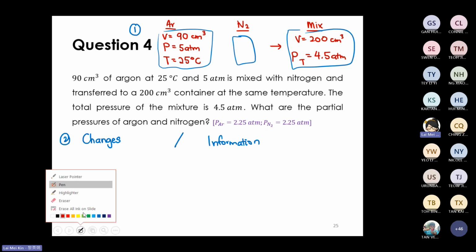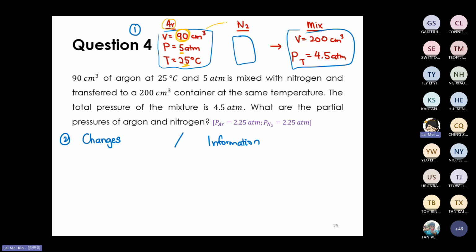This one, is there changes or is it just a bunch of information? Changes. Teacher, what's the difference, changes or a bunch of information? For me, it's a bunch of information. Argon, I say that argon initial volume is this, initial pressure is this, initial temperature is this, and then I'm going to mix them. When I mix them, argon with the initial volume of 90 centimeter cube will now have 200 centimeter cube. So there is a change in volume. So it refers to changes.